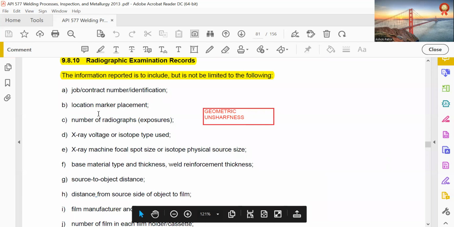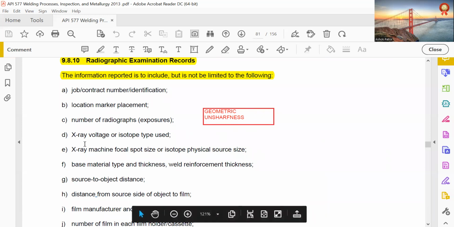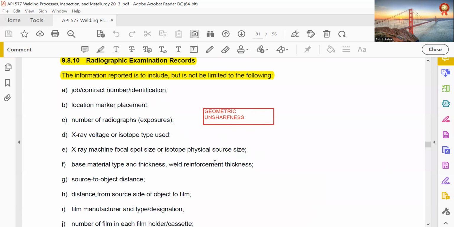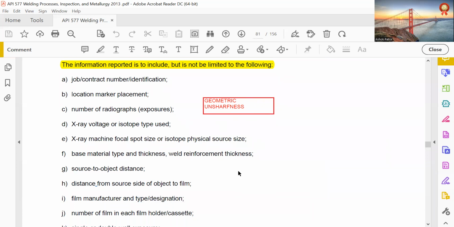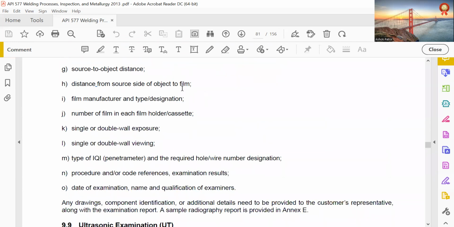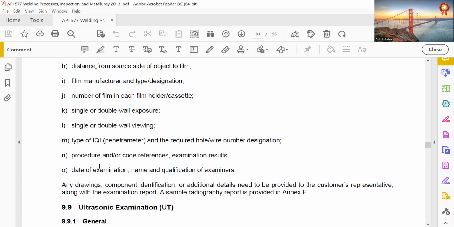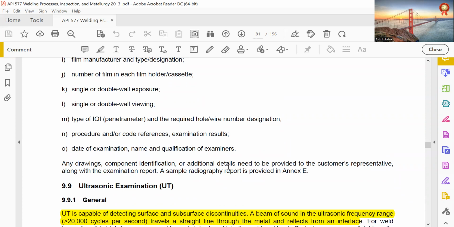Job, contract number, identification, location marker, placement, number of radiograph, exposure, geometric unsharpness. We have to find out: X-ray voltage or isotope type used, X-ray machine focal spot size, isotope physical source size, base material type, thickness, weld reinforcement thickness, source to object distance, distance from source side to object, film manufacturer and type designation, number of film, each film holder, cassette, single or double wall exposure, single wall or double wall viewing, type of IQI penetrameter and required hole type, number designation, procedure and/or code reference, examination results, date of examination, name and qualification of examiners.